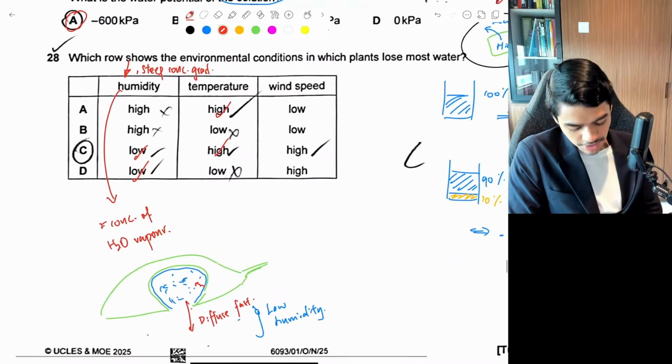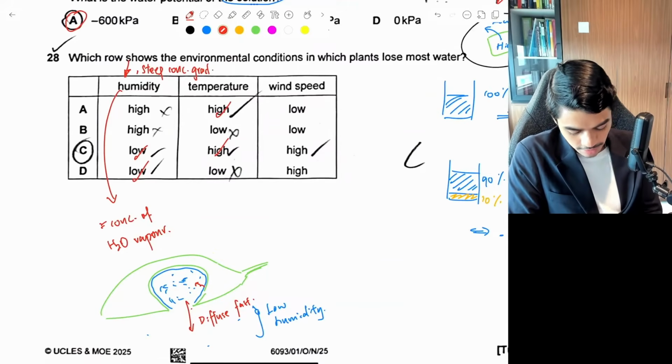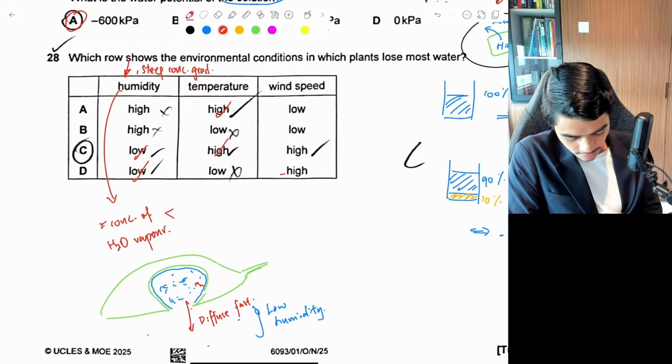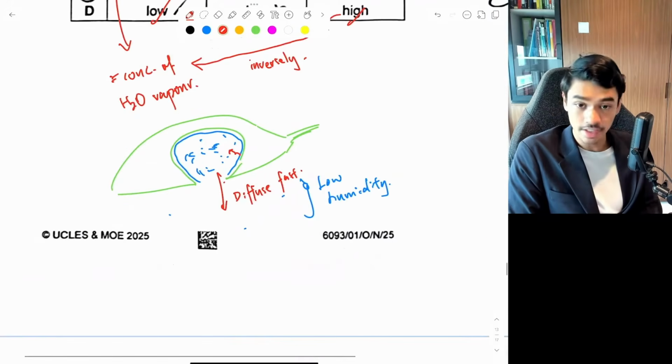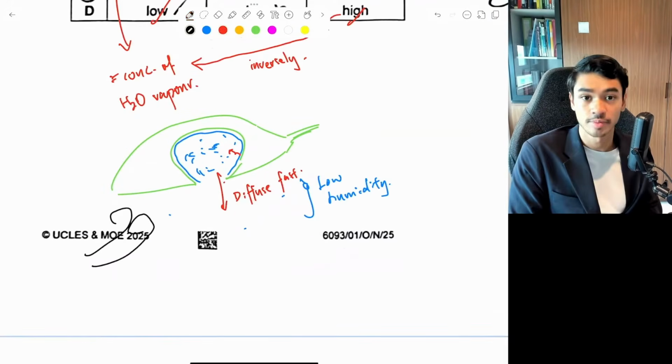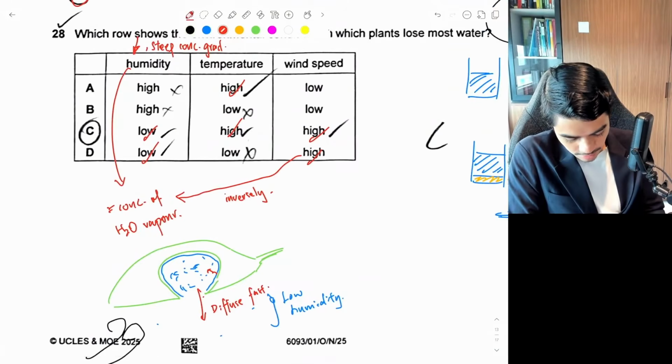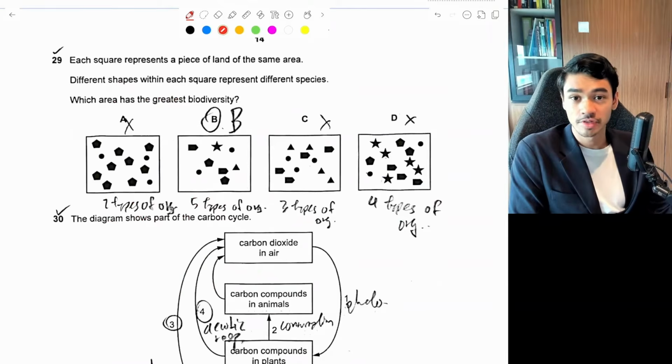So we want high. Now, wind speed is just the opposite of humidity. So the higher the wind speed, then the lower the concentration. Okay, so we want high. Because if the wind is high, it will blow away the water vapor surrounding the leaf. So we want high temperature, high wind speed, and low humidity. C is the answer.